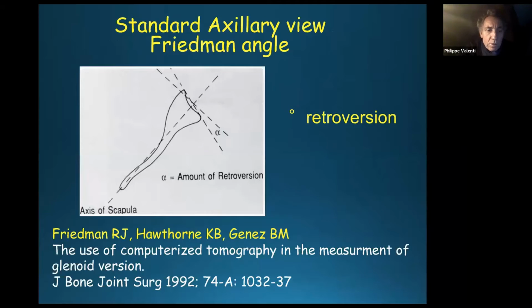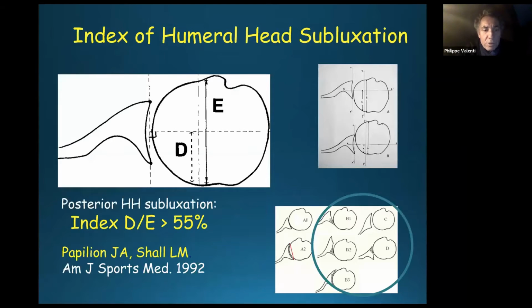Regarding the retroversion, you can measure the Friedman angle, but it's not very precise. And regarding the posterior subluxation, you can measure it with the axillary view and the index; if it's more than 55%, there is a posterior subluxation. If it's less than 45%, it is an anterior subluxation. I think it is important to measure that, and we can obtain this measure automatically with the new software.